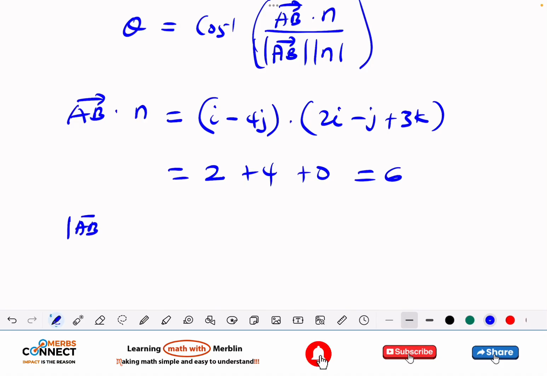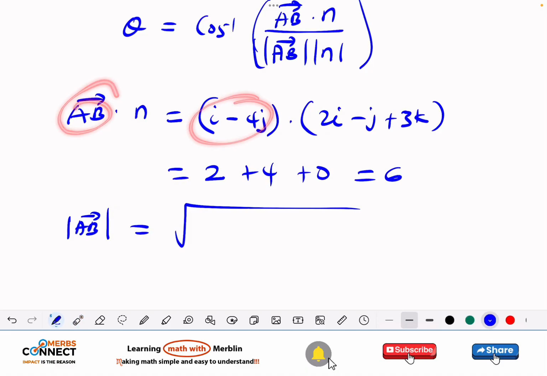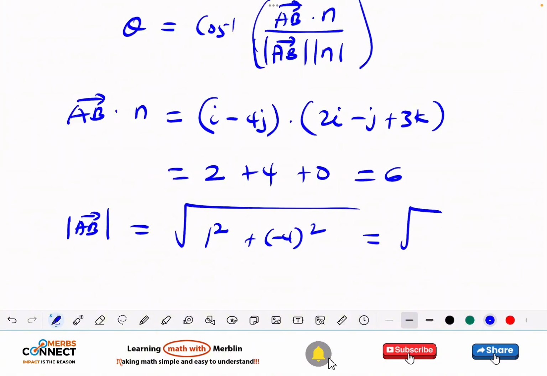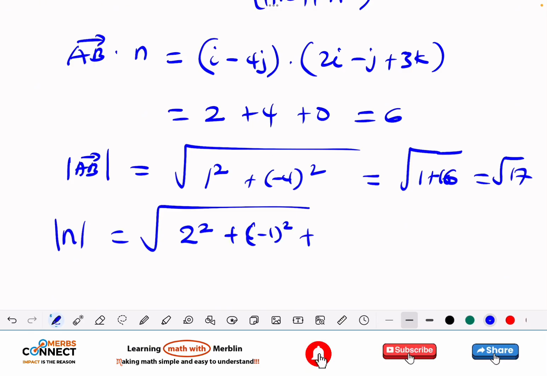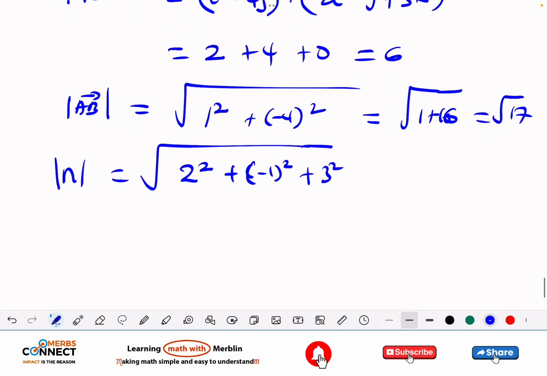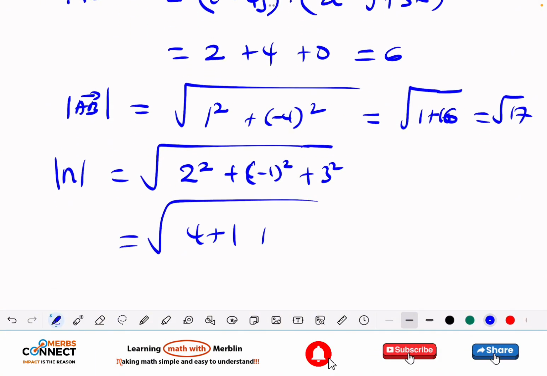Let's find the magnitude of this. So the magnitude of this, remember this one is this. So we are going to have 1 squared plus minus 4 squared, which is equal to 1 plus 16, and this is equal to root of 17. Let's check the other one too. This one is the one here. So we are going to have 2 squared plus minus 1 squared plus 3 squared, and this is equal to 4 plus 1 plus 9, and the square root of 14.